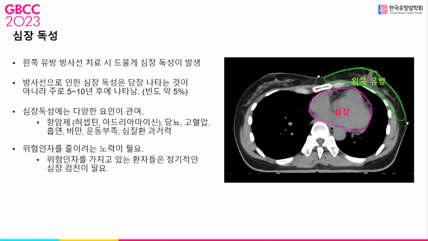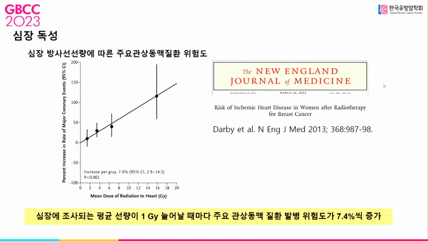For example, Herceptin and adriamycin and other chemos, as well as diabetes, hypertension, smoking, obesity, lack of exercise, and history of cardiac diseases are involved. Therefore, if you have such risk factors, you should make the effort to reduce them and also have regular screening of your heart.